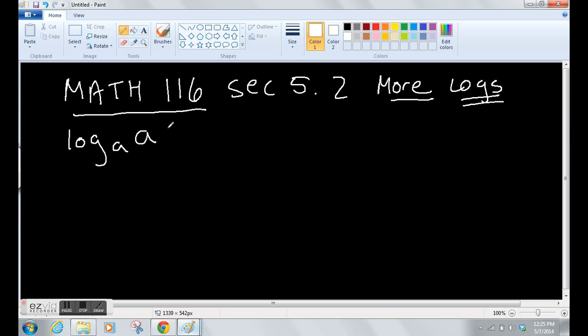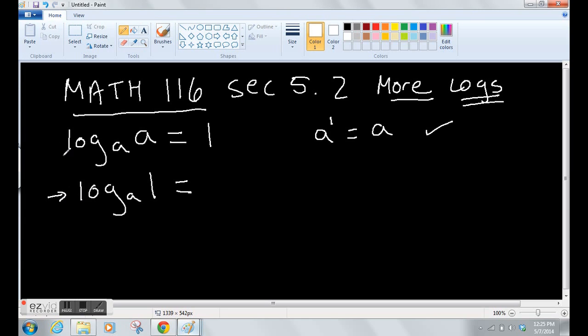Log base a of a is equal to, this is a little rule, 1. Why is that? Well, it's because this would translate as a to the 1 equals a. So that's, I would say obvious, but often things are not obvious when you are sitting alone in a test staring at them. And here's another rule.